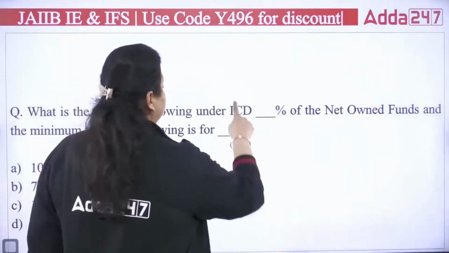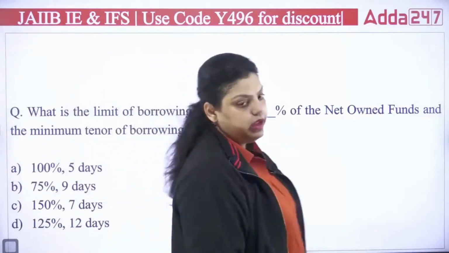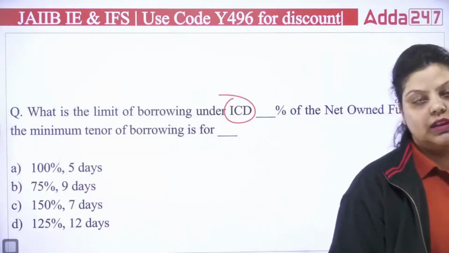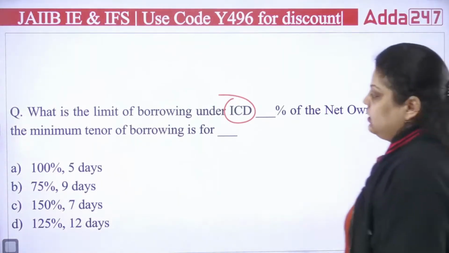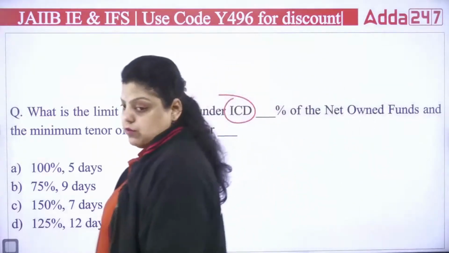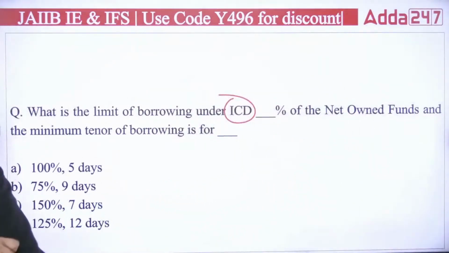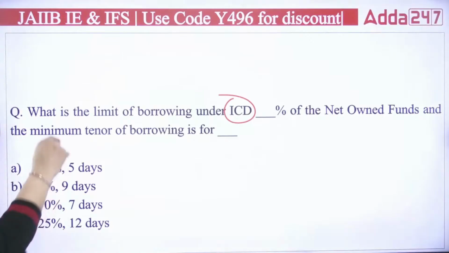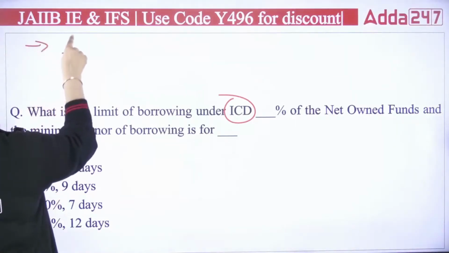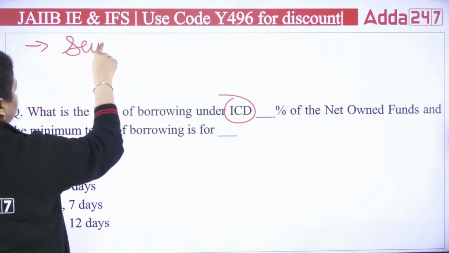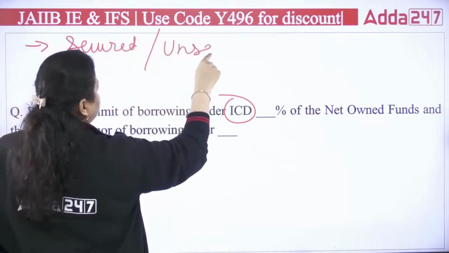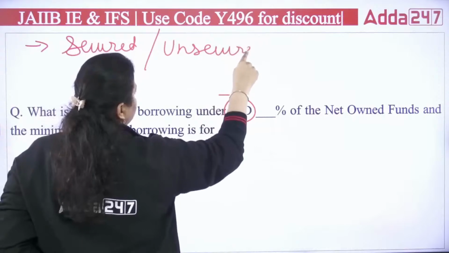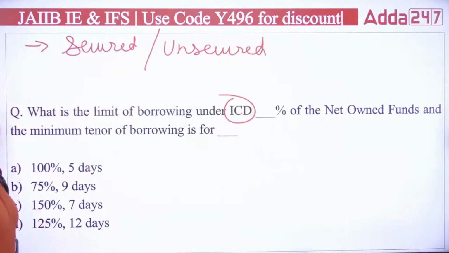Now also let me know the full form of ICD. Okay, so question is asking, filling the blanks, what is the limit of borrowing under ICD dash percentage of net owned fund and the minimum tenure of borrowing is for dash. Also let me know, if we talk about ICD, is it secured or unsecured? Is it secured or unsecured instrument, the ICD?